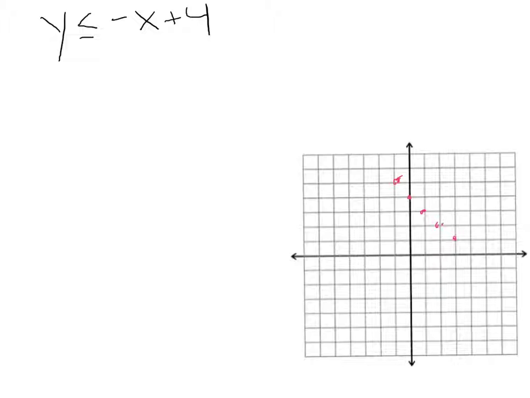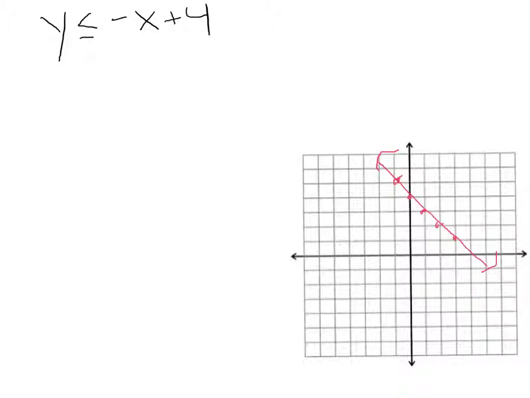So now we look at the inequality sign, and it's less than or equal to. And if it's ever less than or equal to or greater than or equal to, you draw a solid line. However, if it was just a normal less than or greater than, then the line would be dotted. And now the last part is the shading.